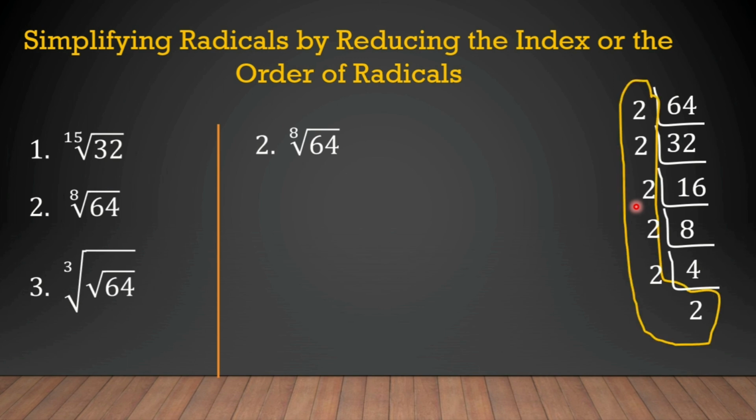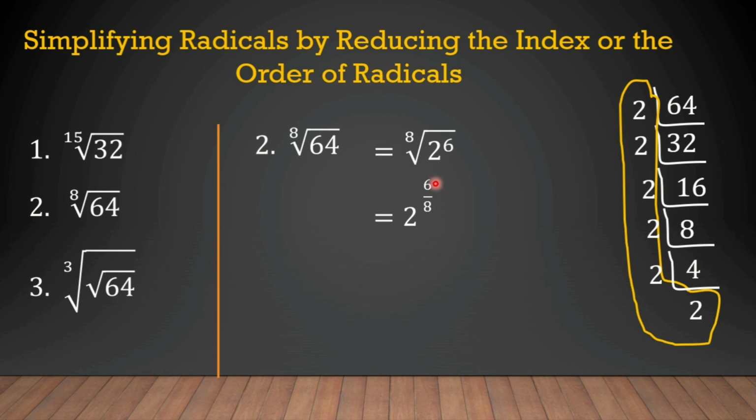So, therefore, these are the prime factors of 64. And we just rewrite it. So, we have the 8th root of 2 raised to 6. 1, 2, 3, 4, 5, 6 twos. So, 2 raised to 6. Then next, we rewrite it into exponential form. So, we have 2, and the exponent 6 of 2 is the numerator, and the index is the denominator.